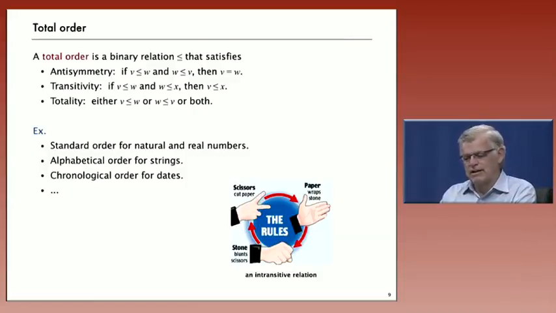And there are plenty of natural total orders in the types of data that we normally want to consider for sort keys, like integers or natural numbers or real numbers, alphabetical order for strings, chronological order for dates or times, and so forth. The cartoon on the right shows that not all orders are necessarily total orders. Rock, paper, scissors is intransitive. If you know that V is less than W and W is less than or equal to X, then you don't necessarily know that V is less than or equal to X.